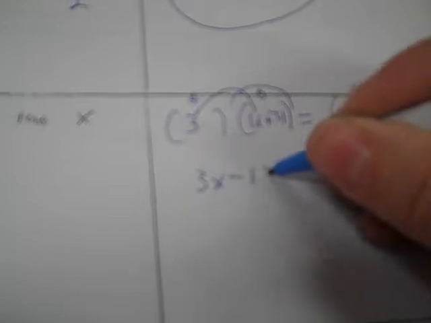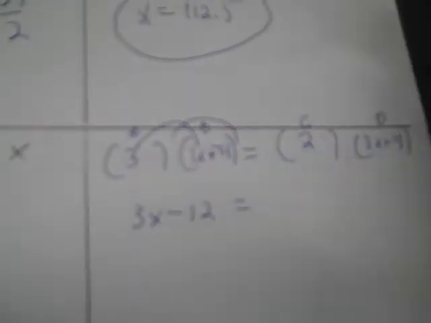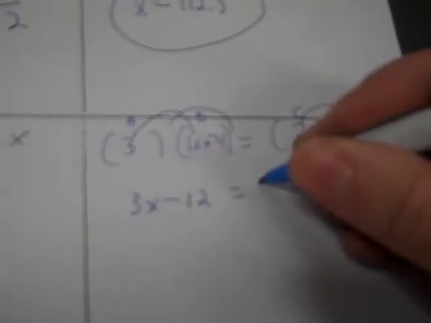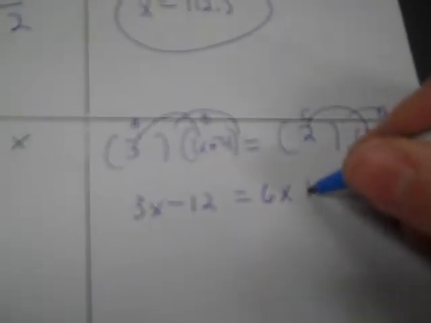I'm going to need to distribute my 3. If you want to make the 4 negative, that's fine. So 3 times 1x is 3x. 3 times negative 4 is negative 12. So I'm going to subtract 12 since it's negative. And over here, you got to distribute your 2. 2 times 3x is 6x, and 2 times 4 is 8.